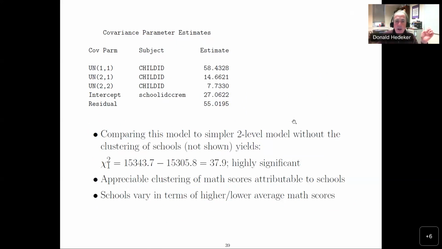Now here, what I also did was I ran a simpler model where I didn't include the cluster. Well, you can see that if you do a likelihood ratio test, adding the cluster is highly significant. Okay. So there's appreciable clustering of the math scores attributable to the schools. Okay. So in other words, schools vary in terms of higher or lower math scores. Okay.